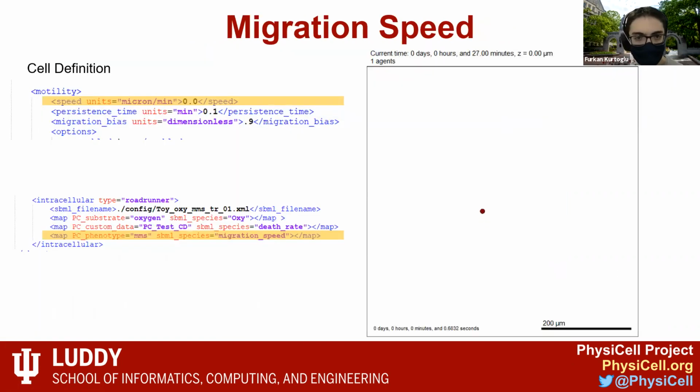So let's look in here. In this example, as you can see, the motility speed is 0 in here. But what I do is I use the MMS token, and the SBML species is named migration speed. Here, when the oxygen is, I think it scales with oxygen. In the beginning, there is no oxygen in intracellular. After it takes more oxygen, it starts increasing its speed, and so on.